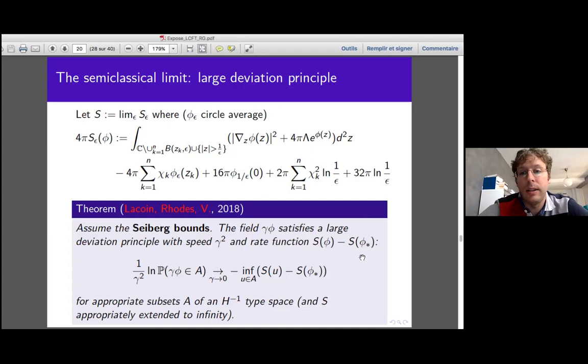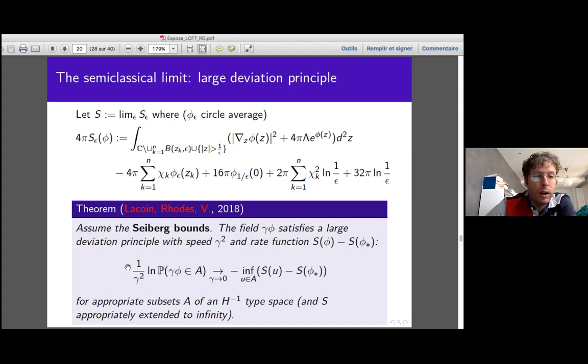And so this converges. Sorry, there's a typo here, because it's not 1 over gamma squared log probability that converges, it's gamma squared log probability. So here one must replace 1 over gamma squared by gamma squared, okay? The probability is going to zero, and so the log is going to infinity, and so here I have to multiply by gamma squared to get something meaningful. So sorry, there's a typo, this is gamma squared, not 1 over gamma squared.